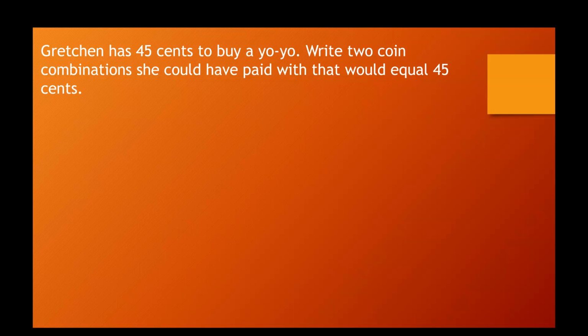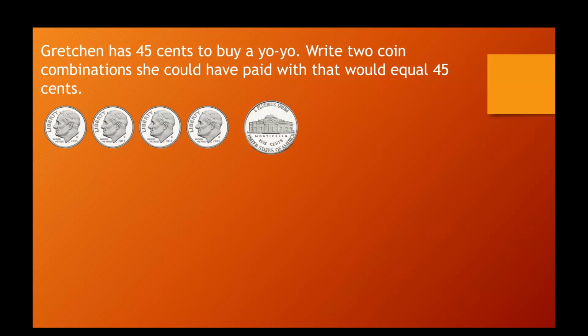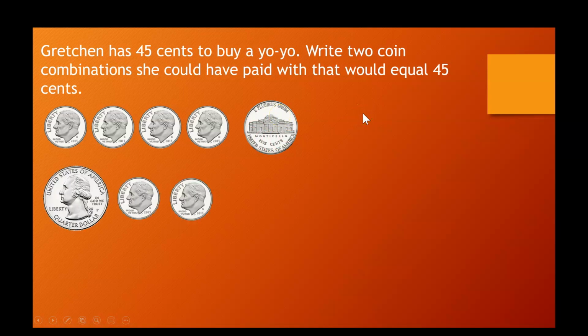Okay, here's one way you could have represented 45 cents. You could have had 4 dimes and 1 nickel. We've got 10, 20, 30, 40, 45 cents here. Another way is you could have had a quarter, which is 25 cents, and 2 dimes. So 25, 35, 45. There's other ways you could have done it. Also, these are the 2 ways that I did it.